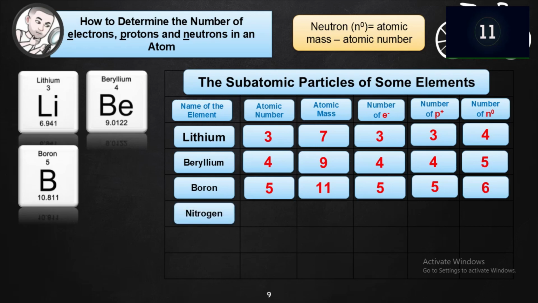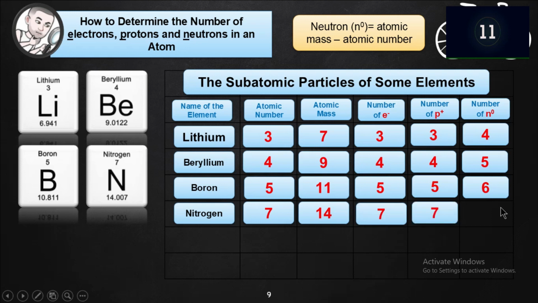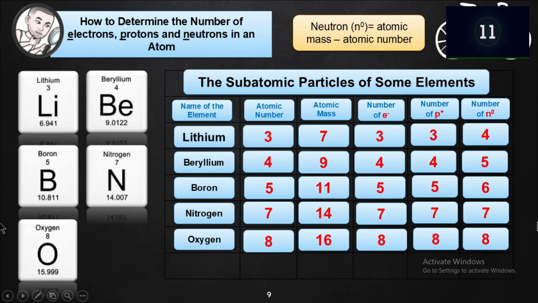Next, fourth element is nitrogen. Ito yung mga information ni nitrogen. So, atomic number is 7. Yung atomic mass niya naman ay 14.007. Since malapit lang to sa 14, i-round off na natin sa 14. Ang number of electrons, same lang sa atomic number, which is 7. Number of protons, same lang sa atomic number, which is 7. Neutrons, i-minus si atomic mass kay atomic number. 14 minus 7, that is 7. So again, this is how you can determine the number of electrons, protons, and neutrons in an atom.